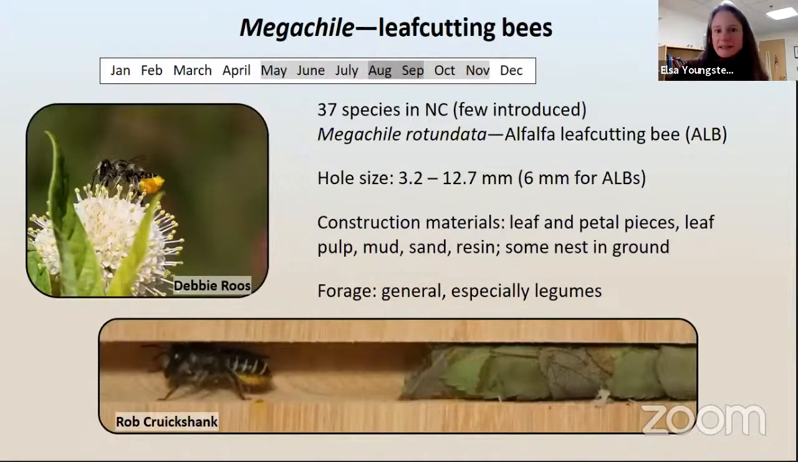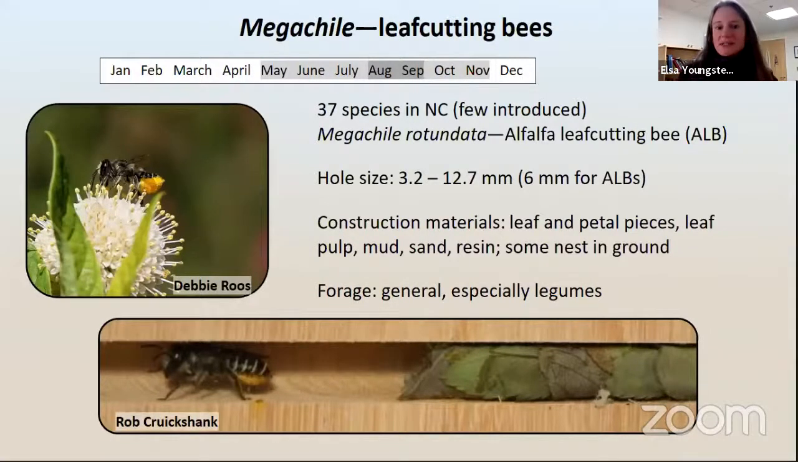Another one is the leaf cutting bees, which are members of the genus Megachile. They're active a little later in the year than the mason bees. They start around May, and you can see them up until first frost in October or November. We have about 37 different species of Megachile in North Carolina. Probably the most famous one is actually introduced, the alfalfa leaf cutting bee. It's one that we know a lot about their biology, again, because they're reared commercially and used in agriculture as a pollinator for canola and for alfalfa.